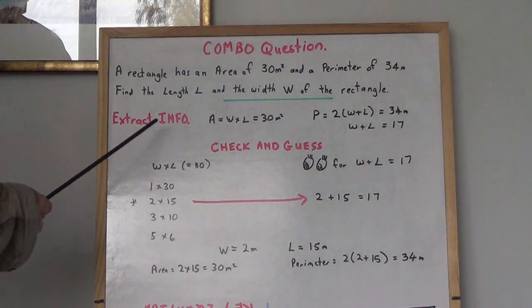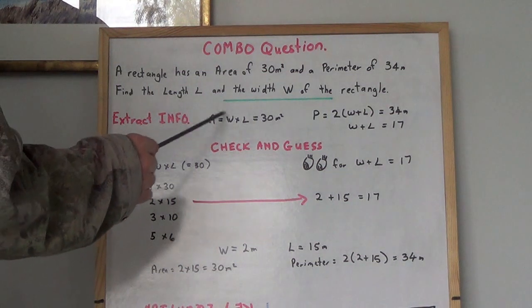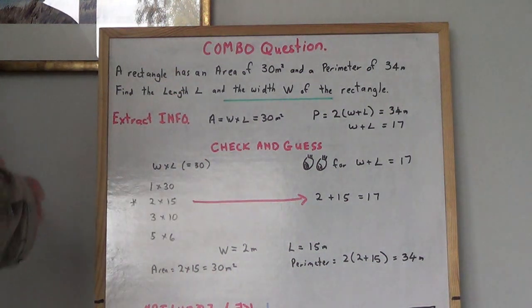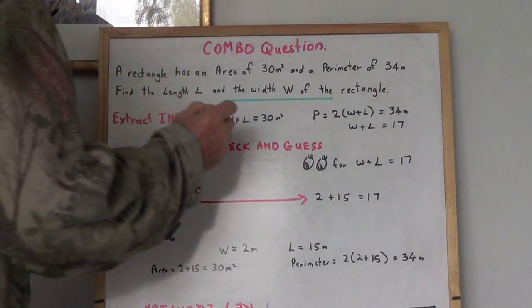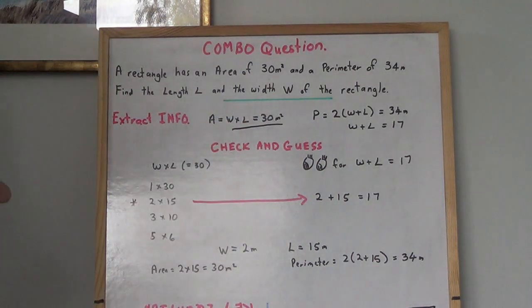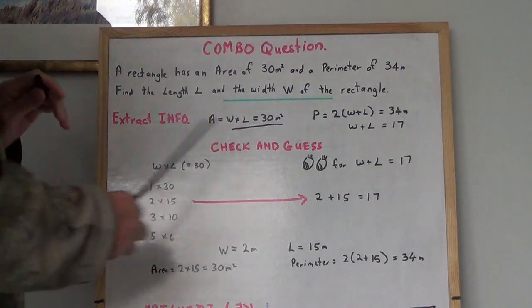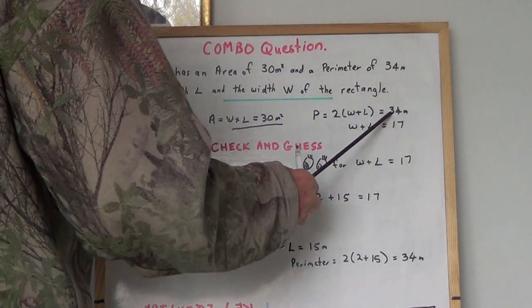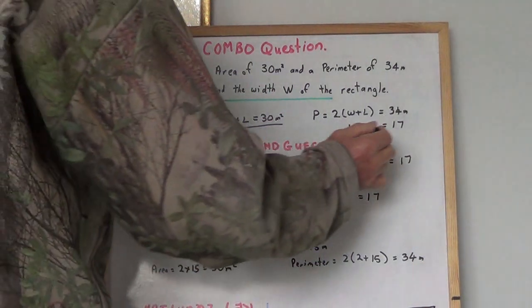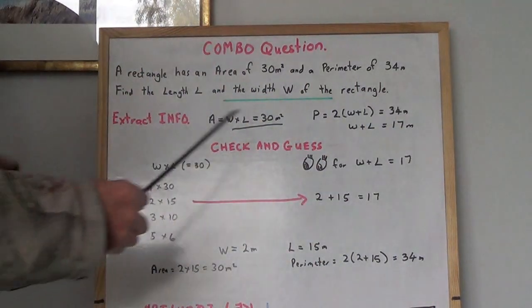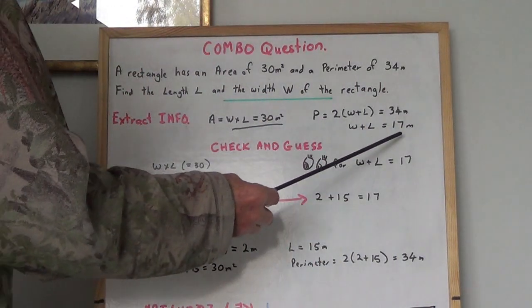Alright, so you know the area is equal to the width times the length, and that has to be equal to 30 meters squared. That's the first piece of information. The second piece of information is this: the perimeter is equal to twice the width plus the length, which is 34 meters. So if you halve that, you get the width plus the length is going to be 17 meters.